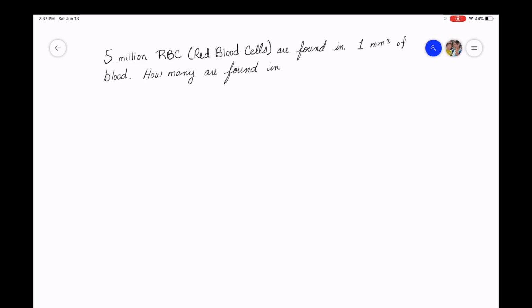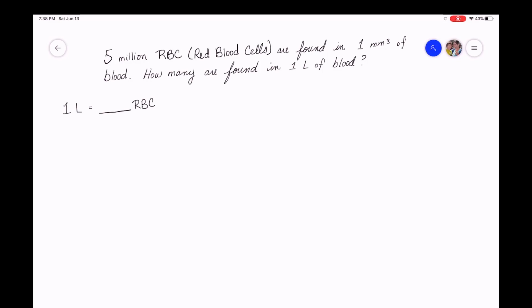This one is taken directly from the lab. It says 5 million red blood cells, or RBC, are found in 1 millimeter cubed of blood. How many red blood cells are found in a full liter of blood? So in order to address this question, we have to set it up correctly. So really what we're asking is for a number, how many red blood cells? And what we want to start with is a liter of blood. So a liter of blood contains how many red blood cells?